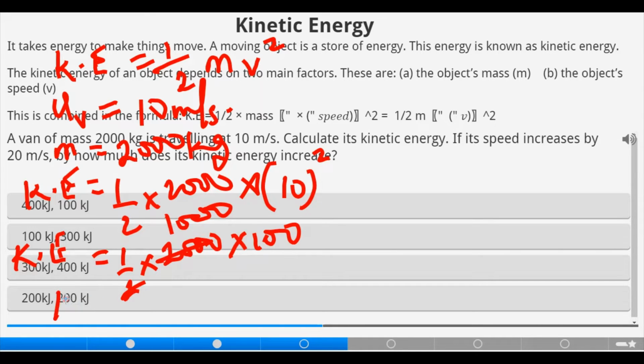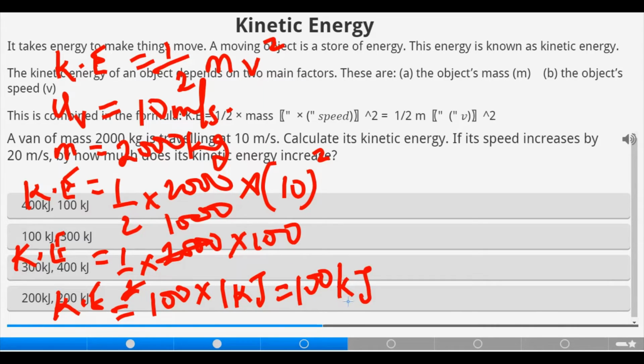And don't forget that whenever you have 1,000 joule, it is equivalent to 1 kilojoule. I repeat. So here I can now write 100 times 1 kilojoule. So the answer is 100 kilojoule. That is our first answer.